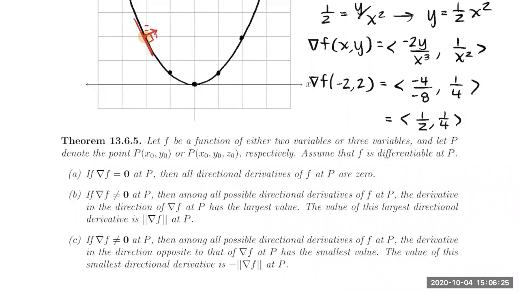So parts B and C are the ones that are of interest. Part B says that if the gradient is non-zero, then among all possible directional derivatives of f at p, the derivative in the direction of the gradient of p has the largest value. So let's highlight that. The derivative in the direction of the gradient of f at p has the largest value. And then this largest value is just the magnitude of the gradient at p.